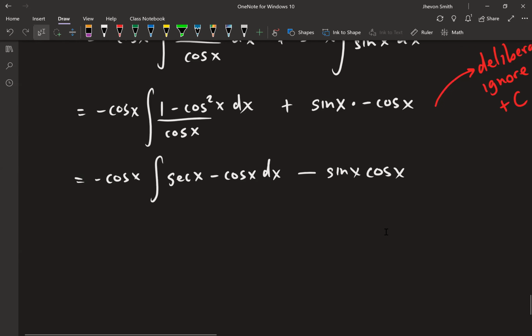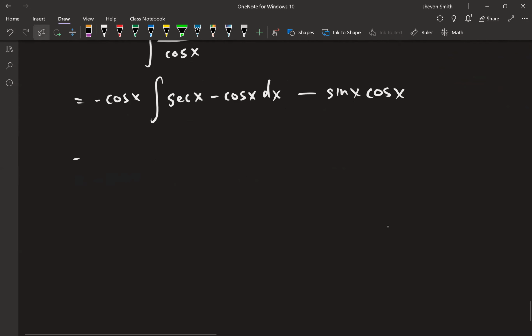Now, in the first scenario, the integral of secant, all together now, do you remember? Yes, we do. Ln of absolute value of secant x plus tangent x. Integral of cosine is positive sine, so that's just minus sine.